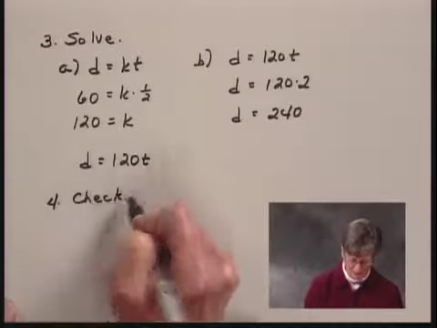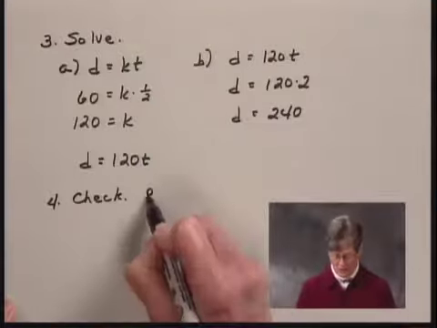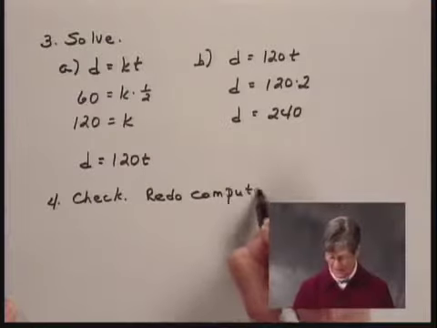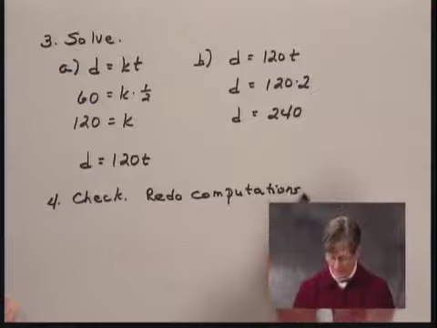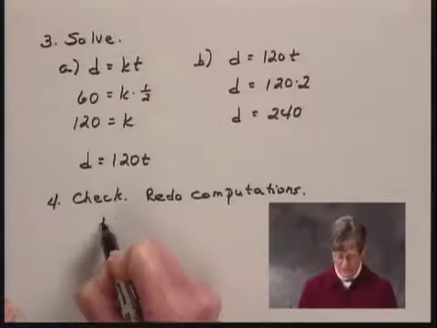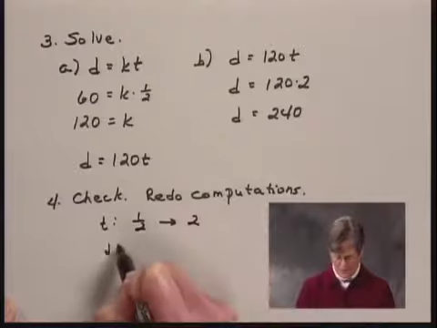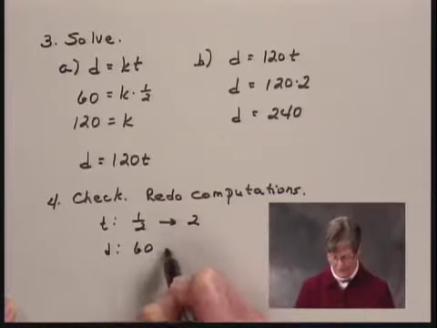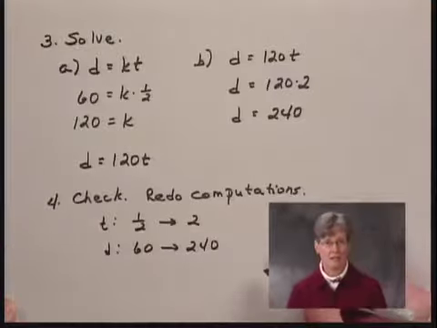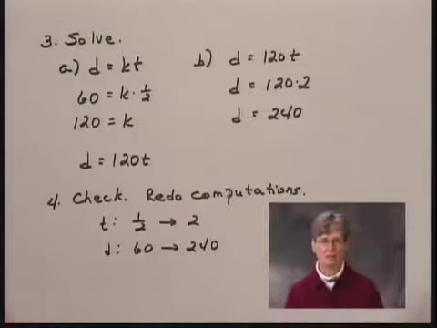One of the things that we can do to check is to redo the computations. Just make sure we didn't make any arithmetic or algebra mistakes. And the other thing that we can do is just to think about whether this seems like a reasonable answer. The time increased from 1/2 hour to 2 hours, and when that happened, the distance that the train traveled increased from 60 kilometers to 240 kilometers. And this is exactly what we would expect with direct variation. As the time increases, so should the distance. So that tells us that our answer seems reasonable.